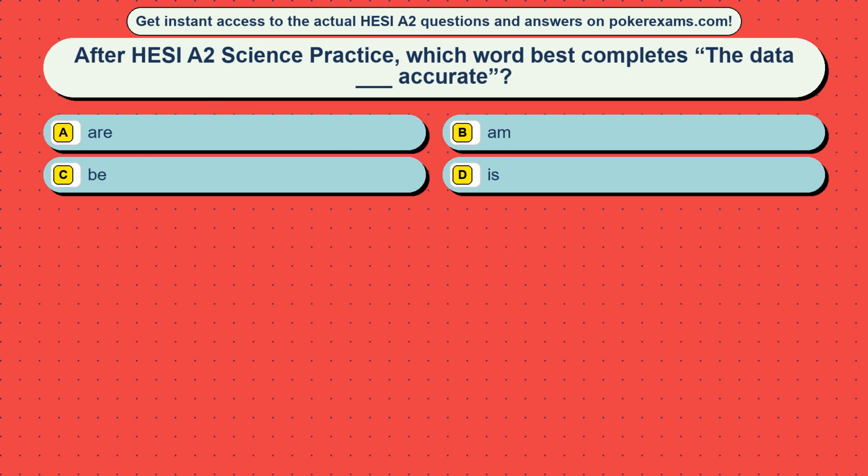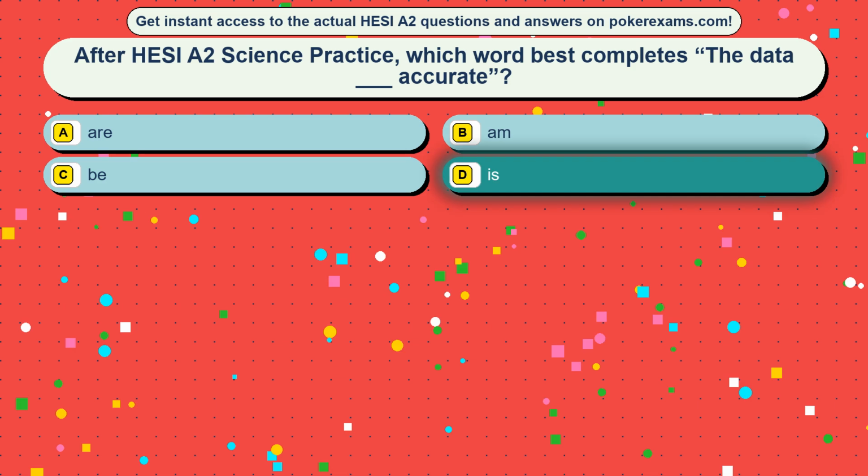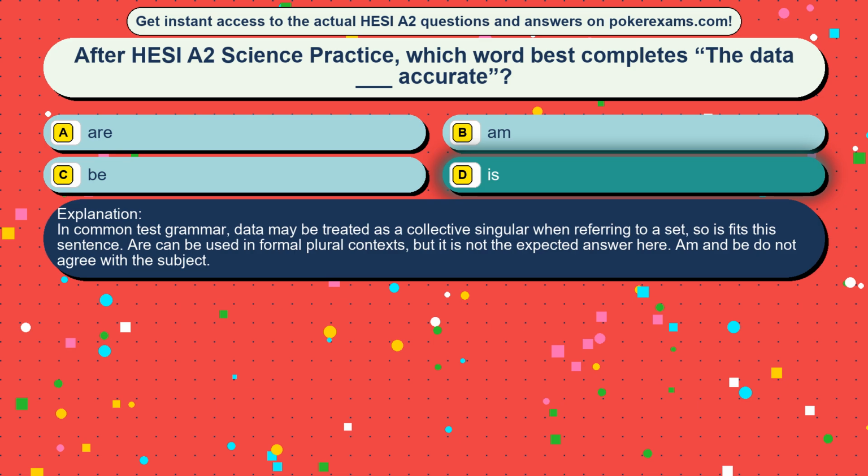Question 6. After HESI A2 Science Practice, which word best completes the sentence "The data blank accurate"? Option A, R. Option B, dim. Option C, B. Option D, is. The correct answer is option D, is. In common test grammar, data may be treated as a collective singular when referring to a set, so is fits this sentence. Are can be used in formal plural contexts, but it is not the expected answer here. A and B do not agree with the subject.